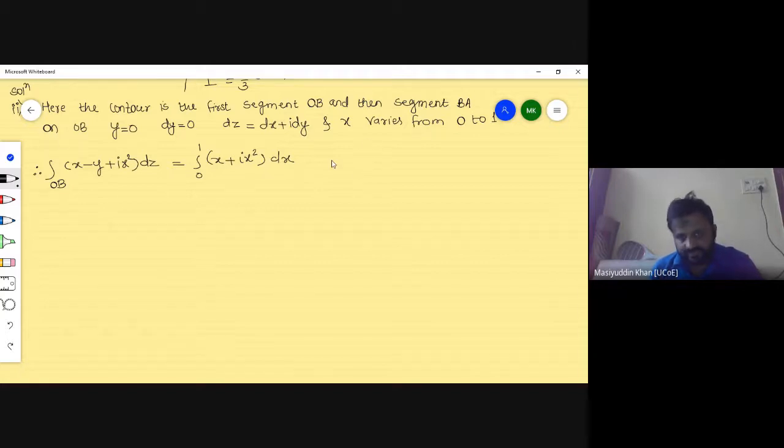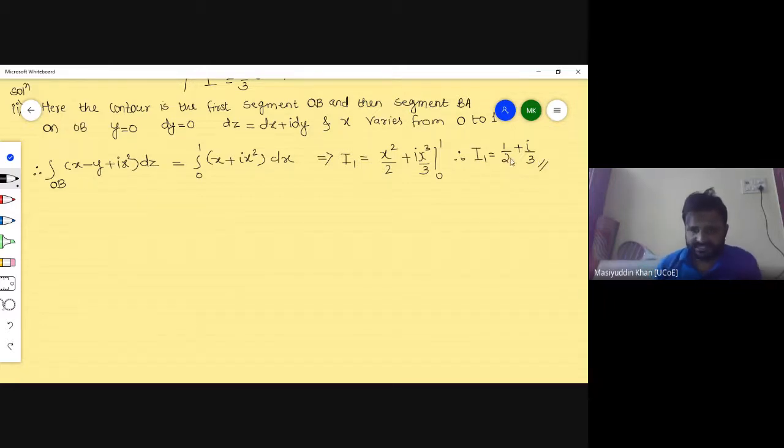So therefore I'm just representing this part as I1. I1 is equal to the integral of this part, which is x square by 2 plus i x cube by 3, with limit points as it is, 0 to 1. After substituting this part, you will get I1 is equal to 1 by 2 plus i by 3. So this is for segment OB, and I just represented it as I1.